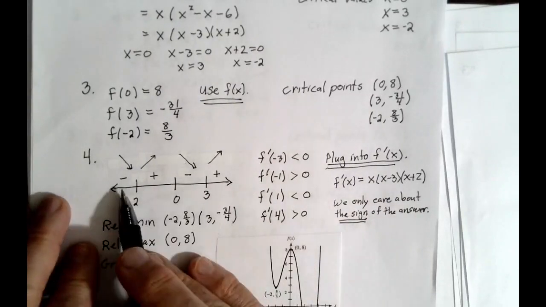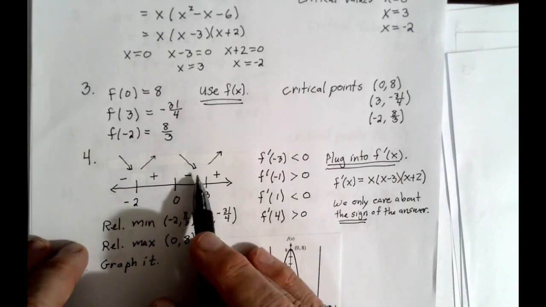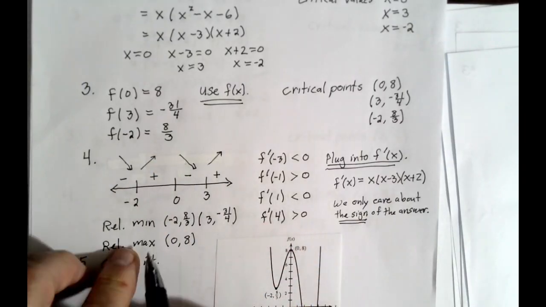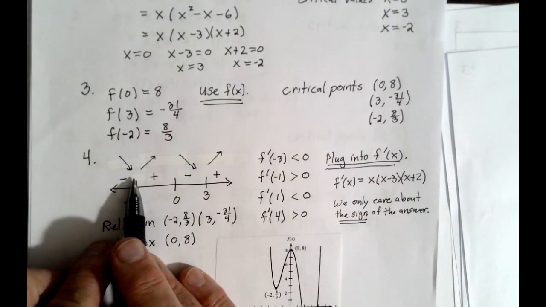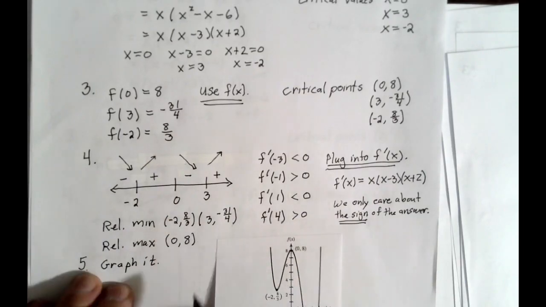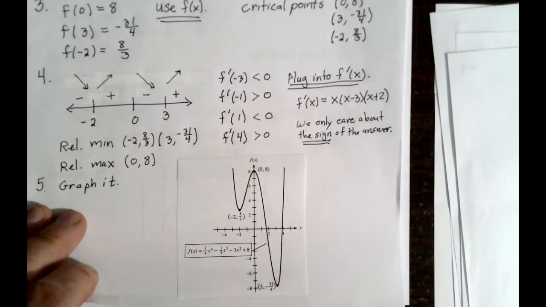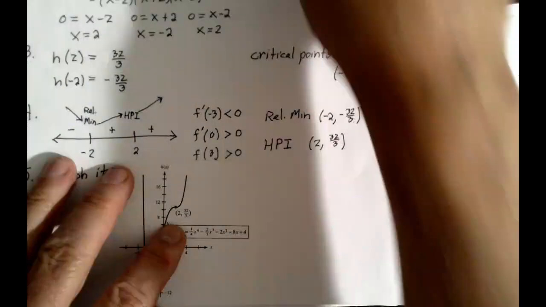So now we know negative, positive, negative, positive. So decreasing, increasing, decreasing, increasing. And we can say we have a relative min here at -2. We have a relative max at 0. And we have a relative min at 3. Okay? And so when we graph it, that verifies exactly what we found.